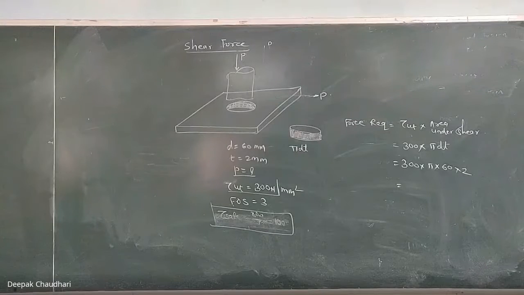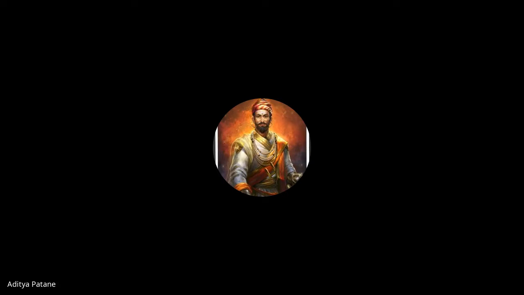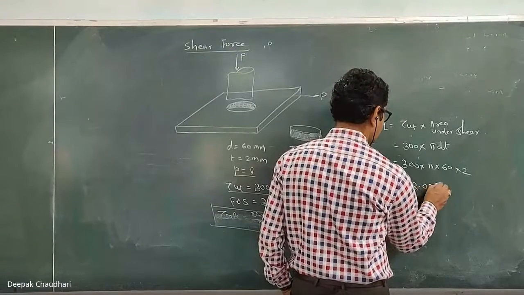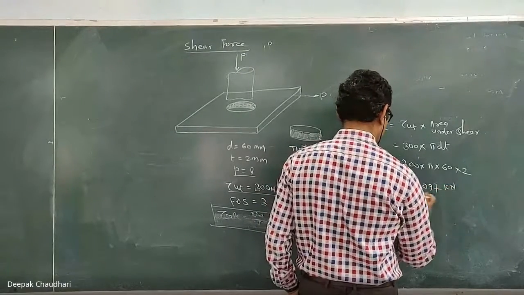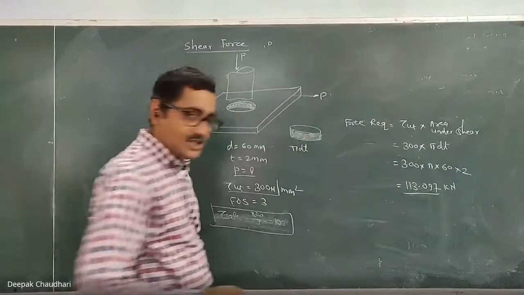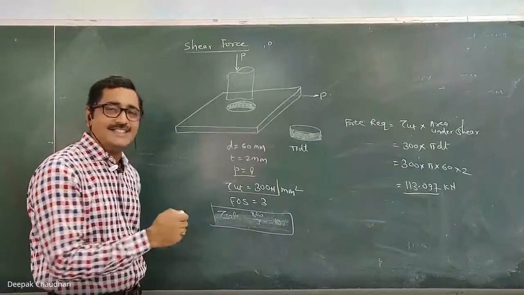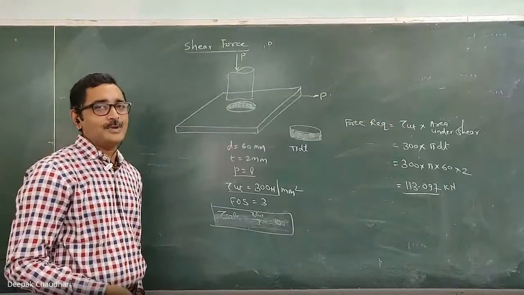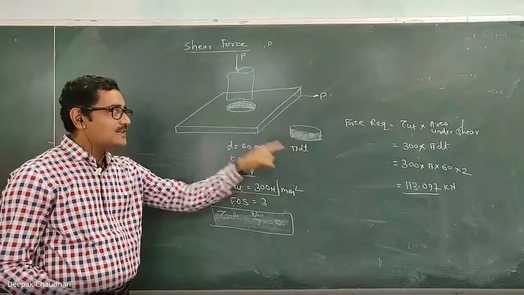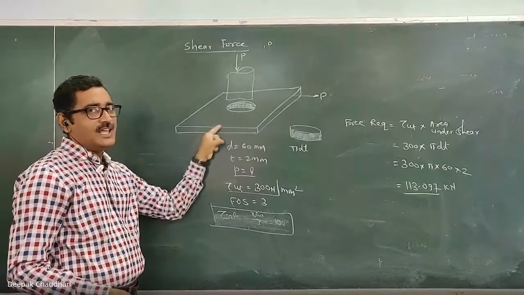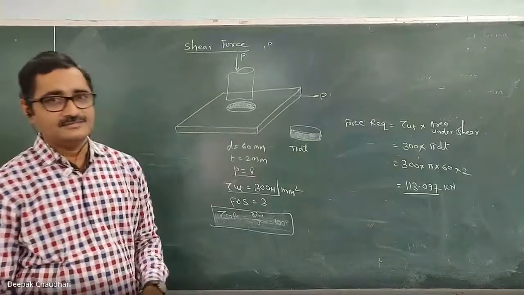113.097 kilonewton. Yes. This much force is required to punch the hole. If you apply a force less than that, we cannot punch the hole. This much force is required to fail this plate because of the shear.